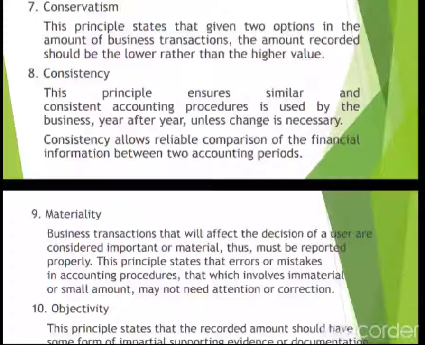Now we'll see the materiality principle. Business transactions that will affect the decision of a user are considered important or material, thus must be reported properly. This principle states that errors or mistakes in accounting procedures that involve immaterial or small amounts may not need attention or correction. So if there are certain important things to be considered, only those of a material nature will be considered. Immaterial things, unless they add more value, will not be given more attention and corrections will not be done.